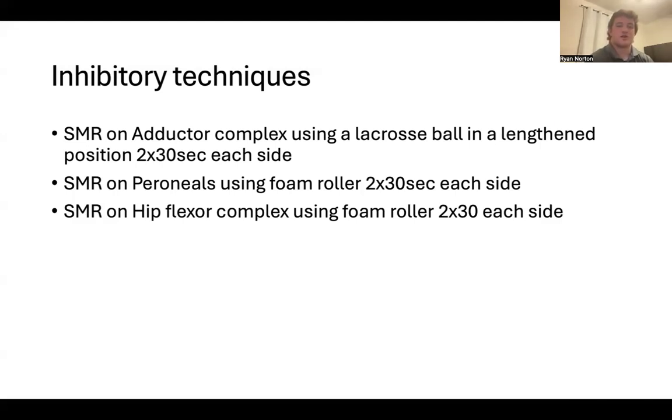So, the SMR on the adductor complex, we see knee valgus in both our movement assessment and in our static assessment. The adductors are at the very least overactive, to the point that they are pulling the knees in. So we'll use a lacrosse ball in a lengthened position, with the legs out to the side, and then we lacrosse ball. The peroneals, because we see the feet pronation, because of this, we feel that the posterior tib and the anterior tib might be underactive, and the peroneals might be overactive to the point that they're pulling the foot into pronation.